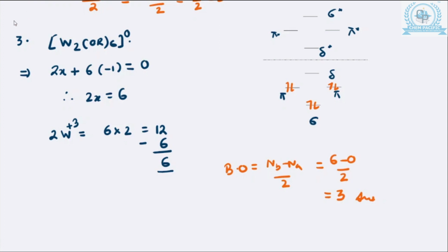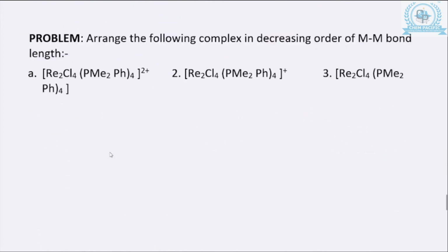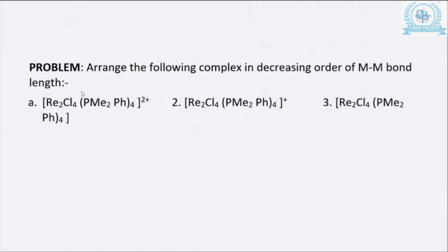Okay. Now the next problem I have chosen for you is this. Arrange the following complexes in decreasing order. So students, always remember, it is very important to read the question very carefully. They're asking for decreasing order of metal bond length.